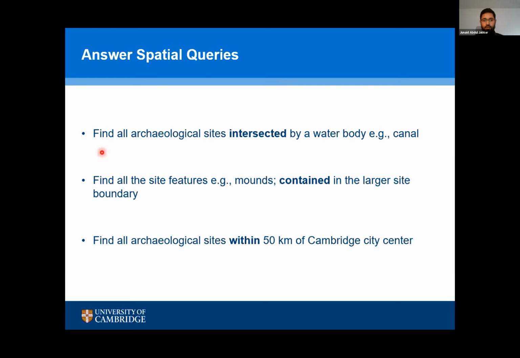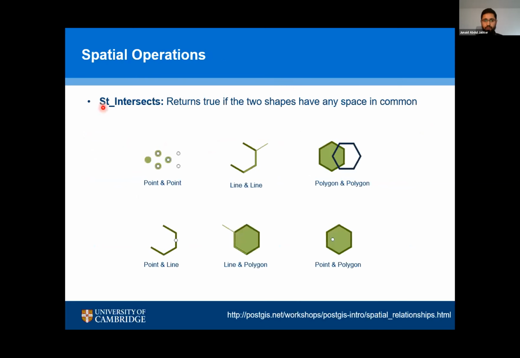Now let's see which type of spatial operations can allow us to answer these spatial queries. Starting with finding all archaeological sites that are intersected by a water body, we have a spatial operation available for that. That is ST_Intersects, and it returns true if the two shapes have any space in common.